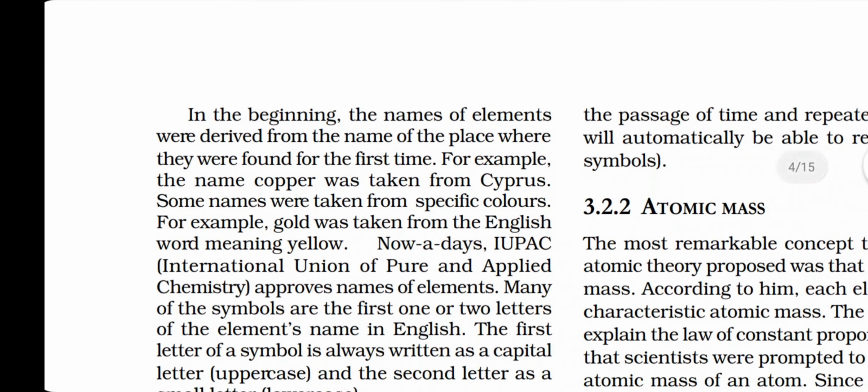In the beginning, names of the elements were derived from the name of the place where they were found for the first time. For example, the name of copper is from Cyprus. Names were also taken from specific colors. For example, gold was taken from the English word meaning yellow. Nowadays, IUPAC, the International Union of Pure and Applied Chemistry, approves the names of the elements. Many of the symbols are the first one or two letters of the element's name in English.